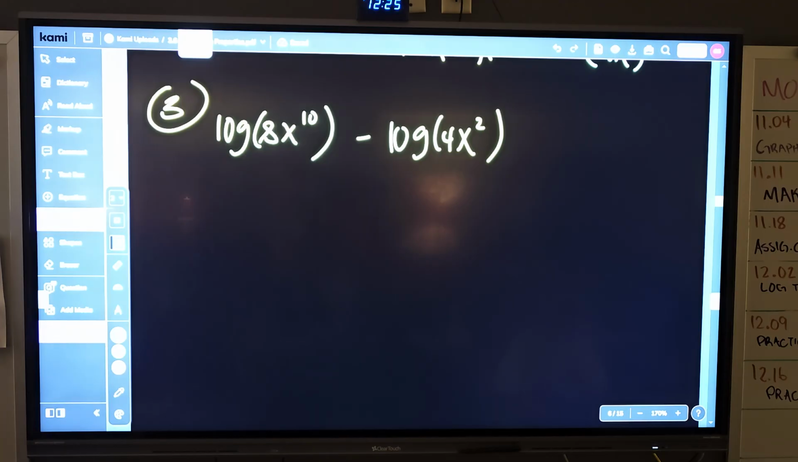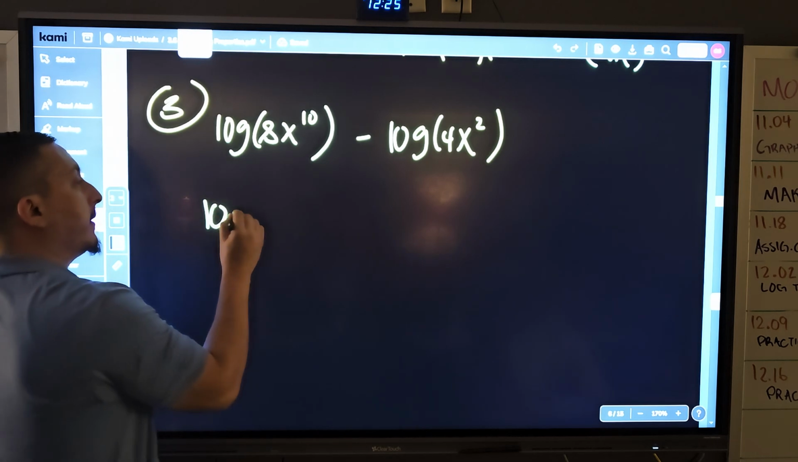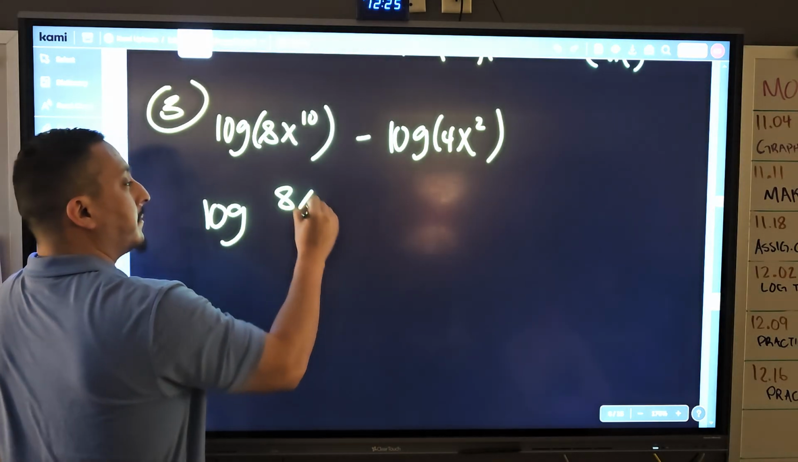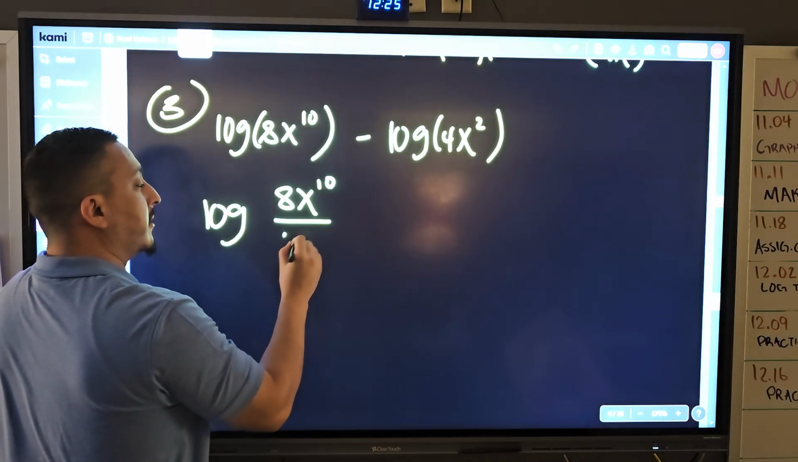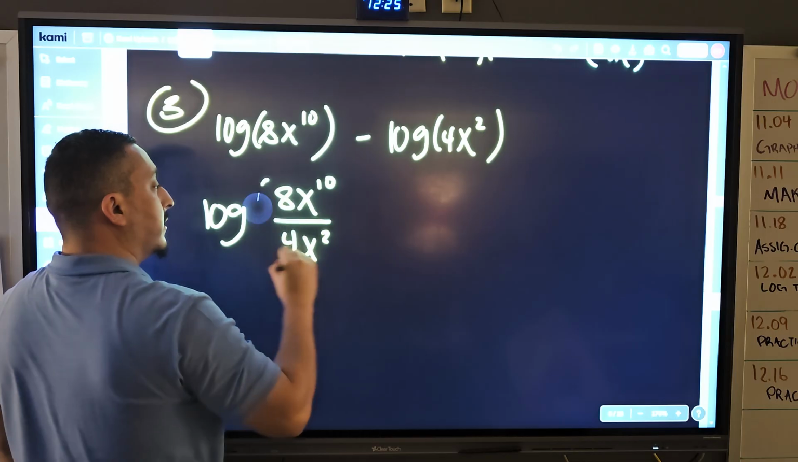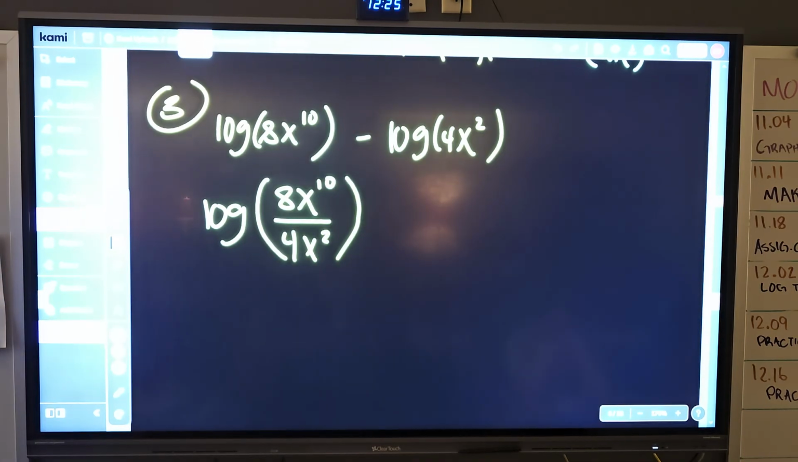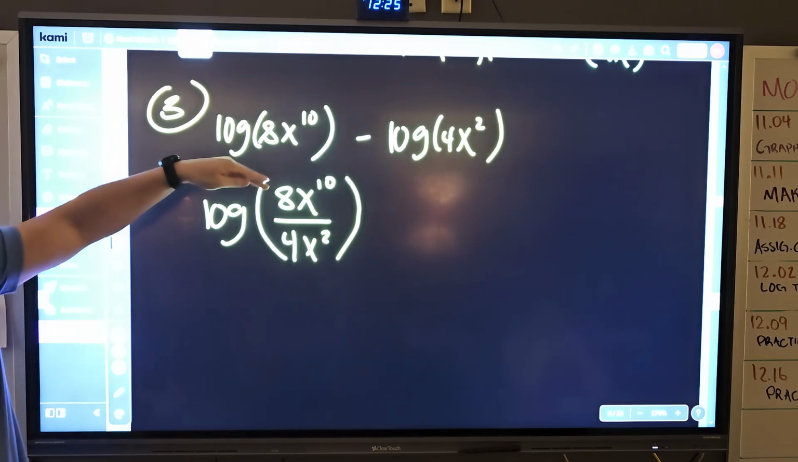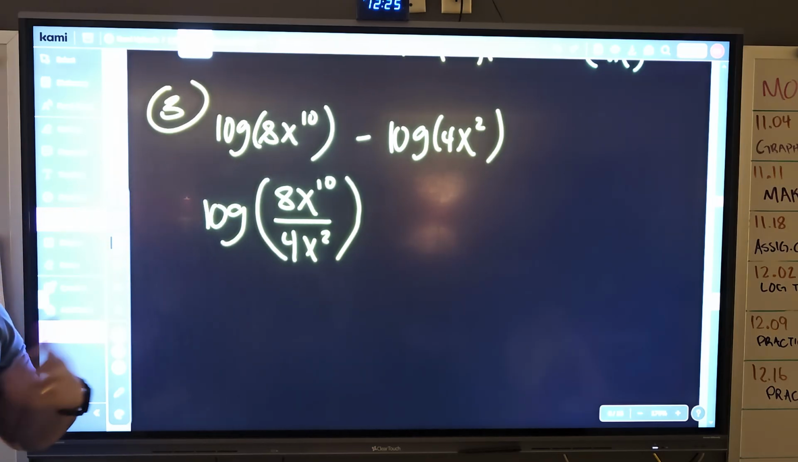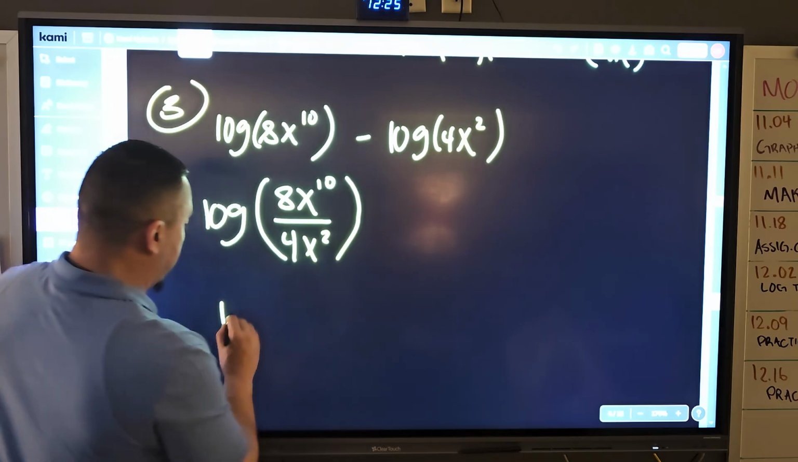So what can we switch subtraction for? Division, right? So log. The first one goes on top, and then the second one goes on the bottom. As far as today's information is concerned, that's it, okay? But from here we can do more with our basic math skills. So for example, can we divide 8 by 4? Yes. Absolutely, right? So log 2.